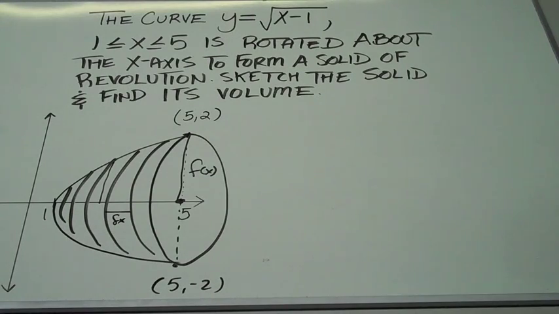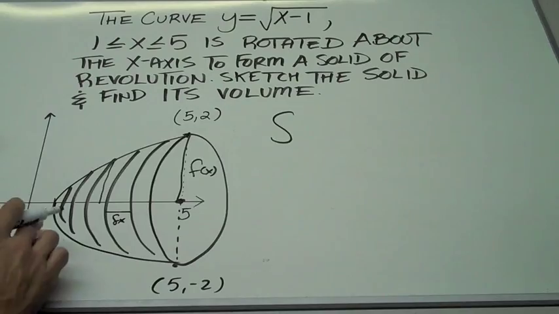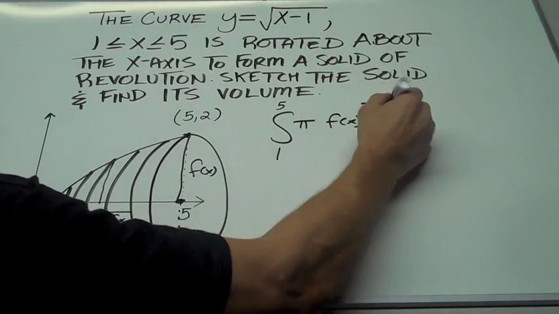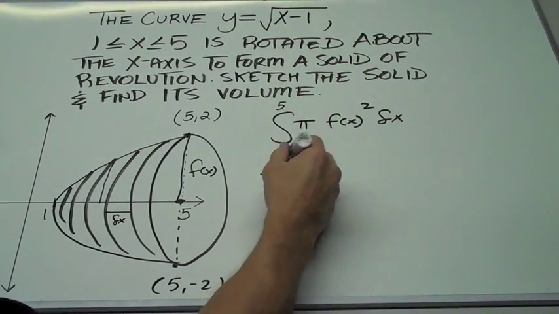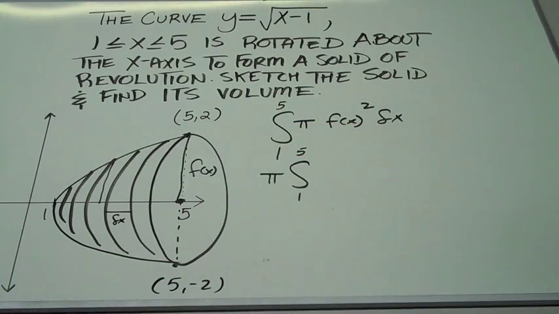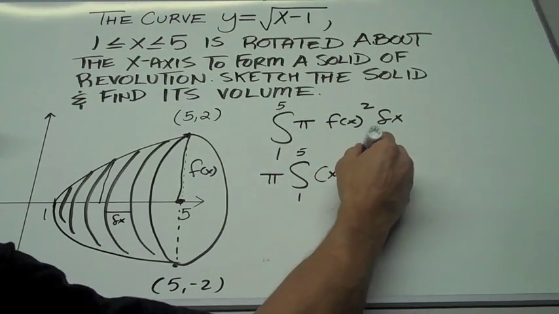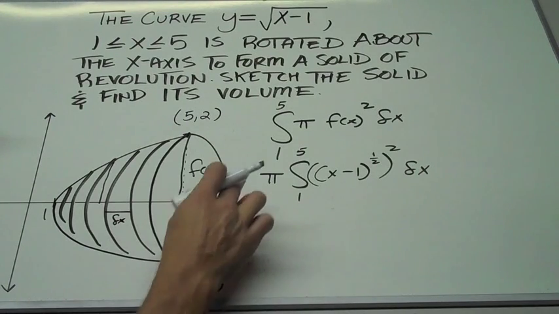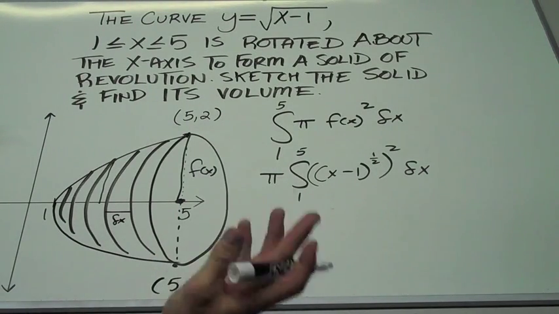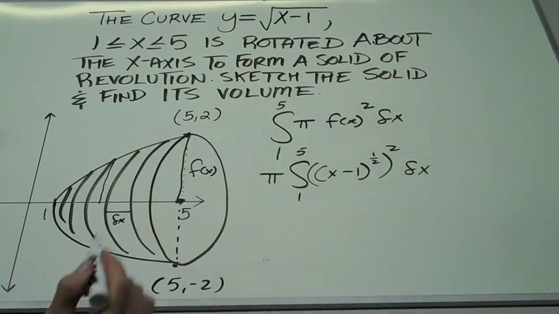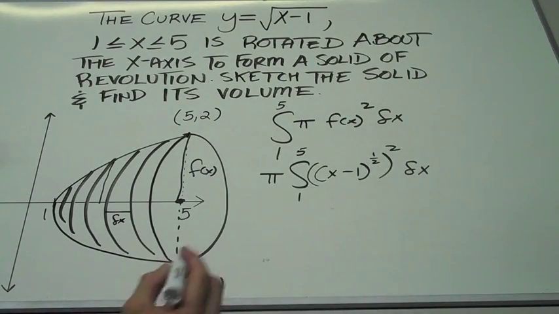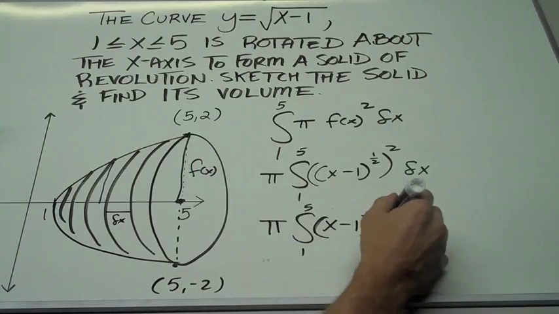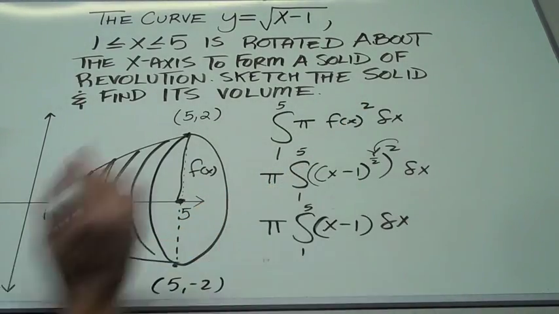Well, how do I find volumes of revolution? I've got to integrate from 1 to 5 of pi f of x squared dx. I can pull the pi out, from 1 to 5 of, well, what is f of x? It's x minus 1 to the 1/2, and I'm going to square that and take that with respect to dx. I pulled my constant pi out. Well, if I square the 1/2, it's power over power, so I multiply, and I'll ultimately get pi from 1 to 5 of x minus 1 dx. I've just multiplied 2 times 1/2.